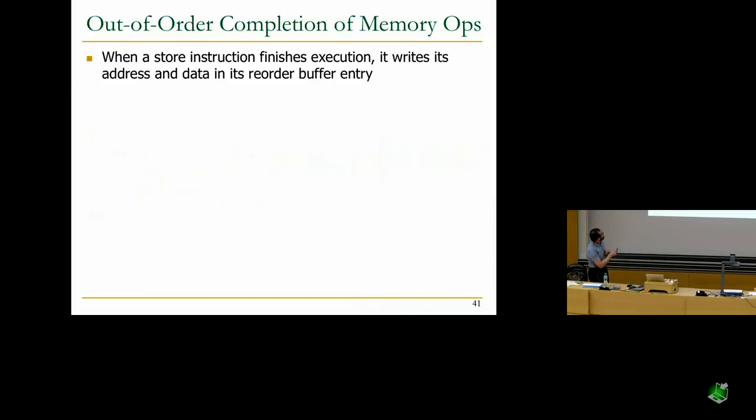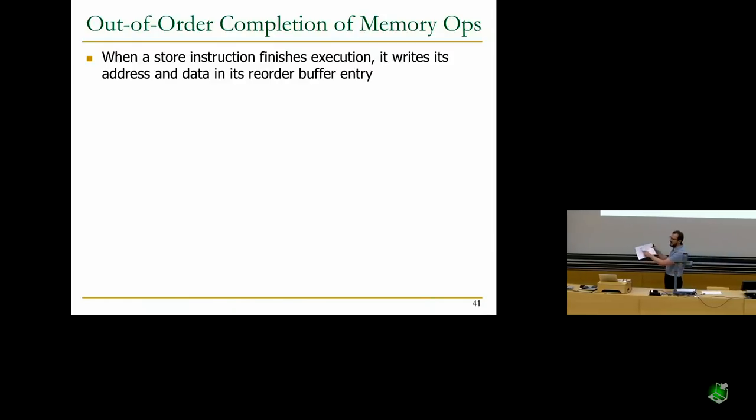Out of order completion of memory ops: basically when a store instruction finishes execution, it writes its address and data in its reorder buffer entry. If you think about the reorder buffer, it's essentially the store buffer. Now, store buffer is kind of like the reorder buffer for stores, right? So you don't want to search the entire reorder buffer because the reorder buffer may include other instructions. That's why the store buffer is interesting because it contains only the stores. It can reduce the size of the data structure that you're searching because you may have 256 instructions, but only 50 of them may be stores.